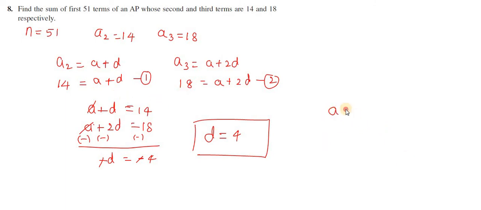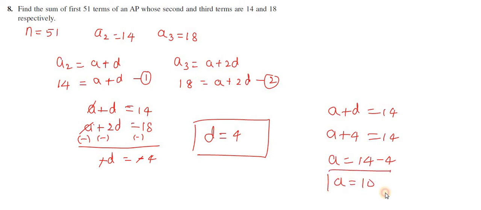So it is a plus d is equal to 14. So here a plus 4 is equal to 14. So here a is equal to 14 minus 4. So a is equal to 10. So we got that a value is equal to 10. Okay, so the a value we got.